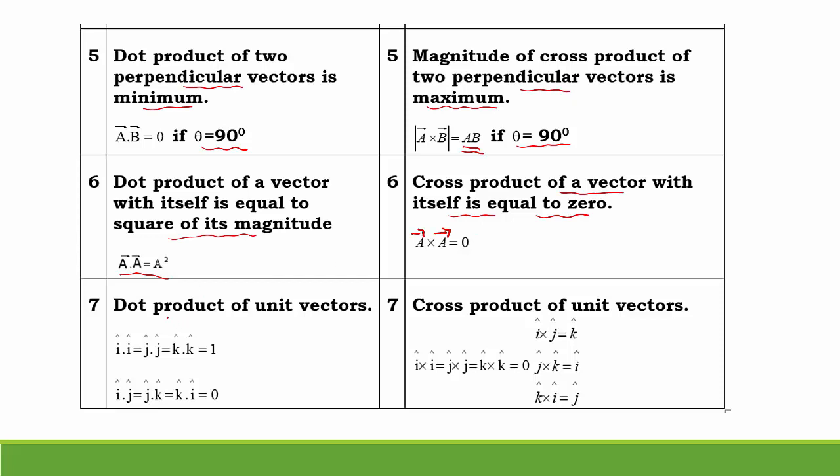Then the last difference: dot product of unit vectors, which we already studied. You can remember i dot i, j dot j, k dot k is equal to 1, but i dot j, j dot k, k dot i is equal to 0. But cross product of unit vectors is different here. i cross j equals k, j cross k equals i, k cross i equals j. When we multiply the same vectors, i cross i, j cross j, k cross k is equal to 0. So these are some differences between cross product and dot product.